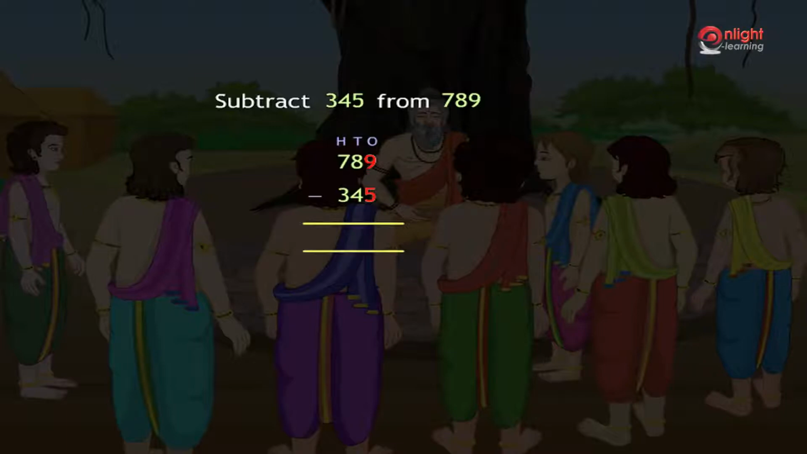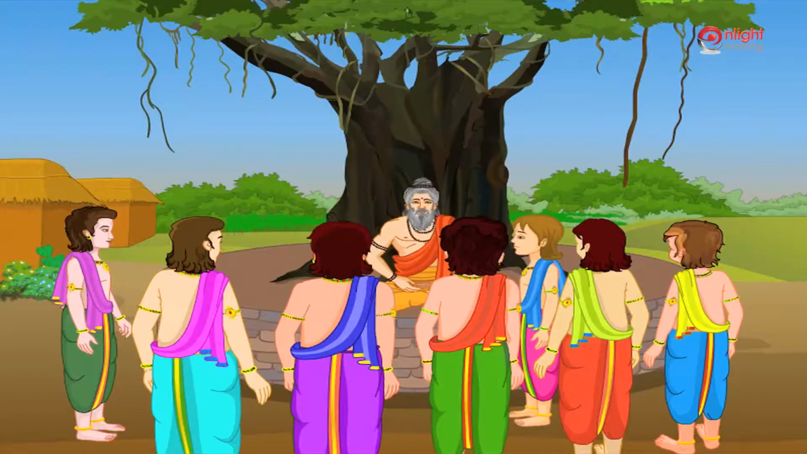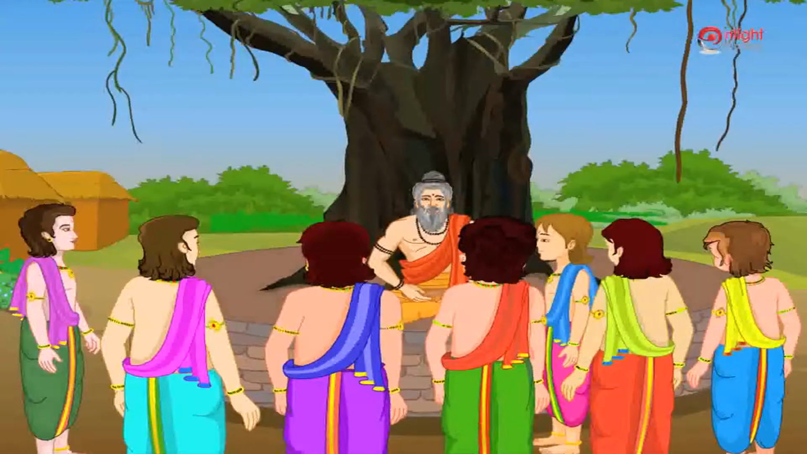Subtracting the numbers in the ones place, that is 9 minus 5 equal to 4. Then subtracting the numbers in the tens place, that is 8 minus 4 equal to 4. Then we subtract the numbers in the hundreds place, that is 7 minus 3 is equal to 4. So, by subtracting 345 from 789, we get 444.